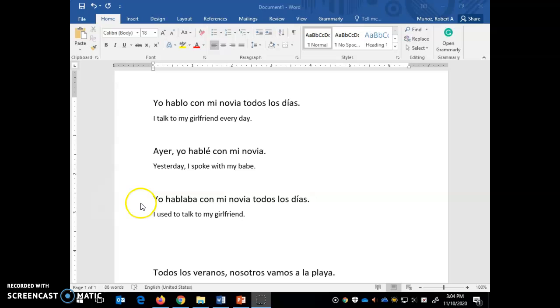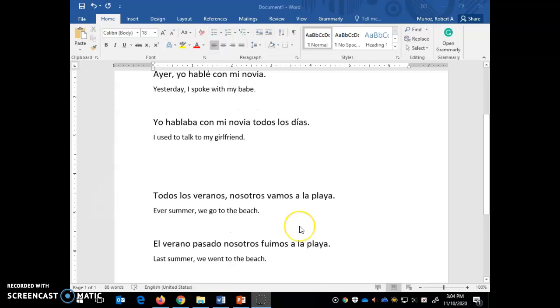Then when you finally realize that she wasn't the one for you, you say something like, yo hablaba con mi novia todos los días. I used to talk to my girlfriend every day until I found out that I wasn't the only one. So that's something that you used to do that you're not doing any longer in the present time.